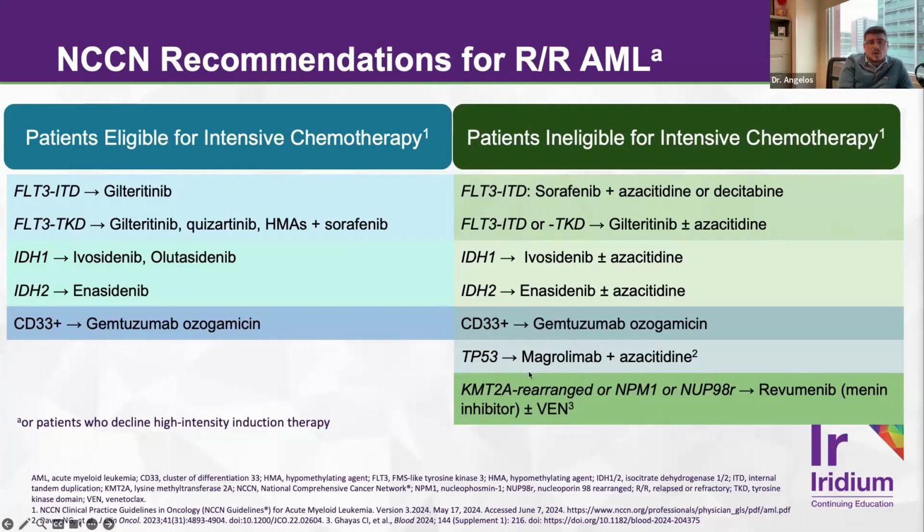I do want to highlight here this TP53 line. This is magrolimab. This is an anti-CD47 antibody. This actually failed to show any benefit in a phase 3 clinical trial, and this is actually not approved for relapse refractory TP53 mutated AML.